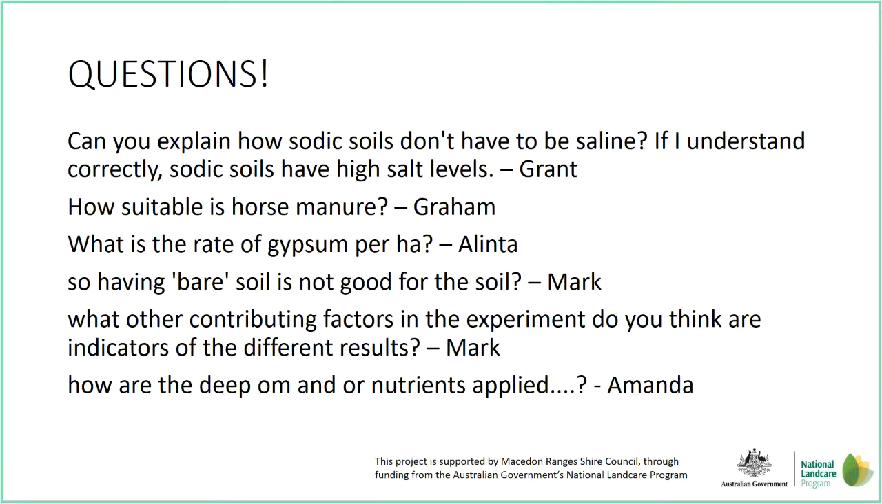What are the contributing factors in the experiment that you think are indicators of the different results? I'm just trying to think what experiment. We're looking at amelioration treatments. The overriding factor for the effectiveness of any soil amelioration treatment is soil water availability; rainfall is always number one. We've also seen an interaction between nutrition and improved soil structure. We've tended to get negative treatment responses, particularly to deep ripping, when you just rip and don't ameliorate the soil, and you don't get sufficient rainfall afterwards to consolidate the seedbed. You get poor crop establishment, and that effect continues throughout the rest of the season.